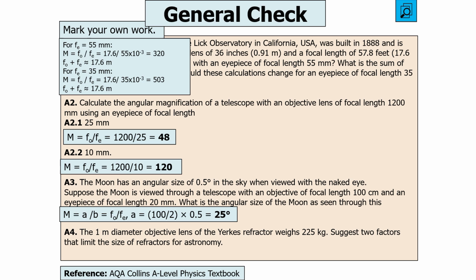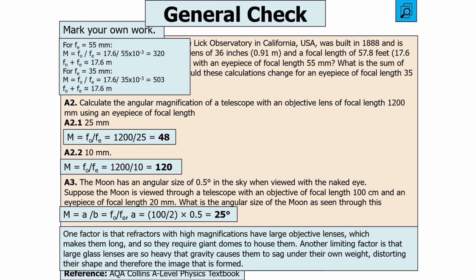Now in the next question here, what are the two factors? Well, one factor is that refractors with a high magnification will have large objective lenses, which makes them very long. So we need to have giant domes to house them. And another factor is that you've got to make large glass lenses that are so heavy that gravity causes them to sag under their own weight, because you can't support it in the middle as it will block out the light refracting through. So it distorts their shape, and therefore the image that is formed will also be distorted.